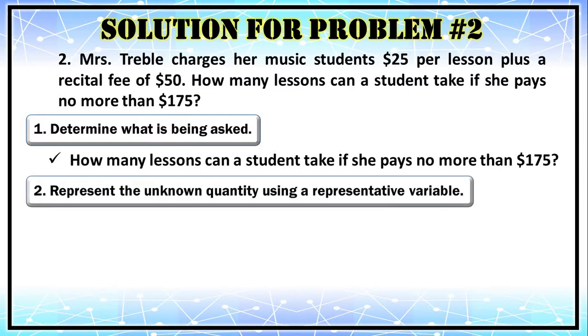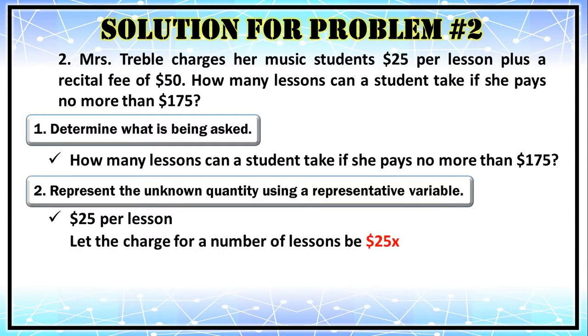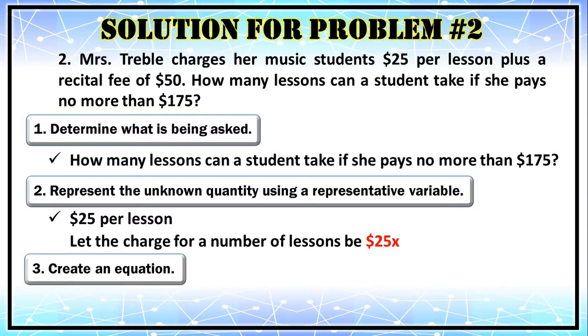Step number 2 is to represent the unknown quantity using a representative variable. So we don't know how many lessons a student can take, so we can represent the charge for the number of lessons as $25x. So create an equation. Our equation will be $25 multiplied by the number of lessons plus the recital fee is less than or equal to $175, since it says not more than or no more than $175.